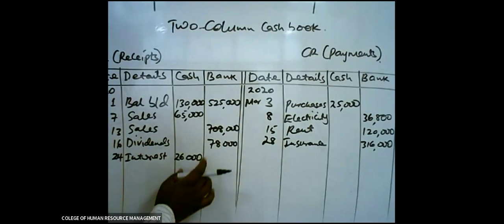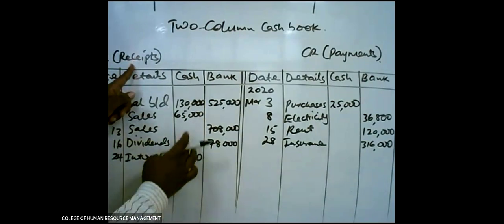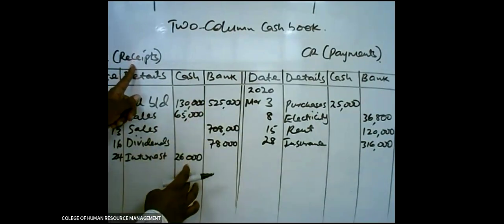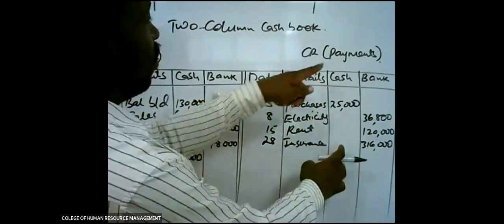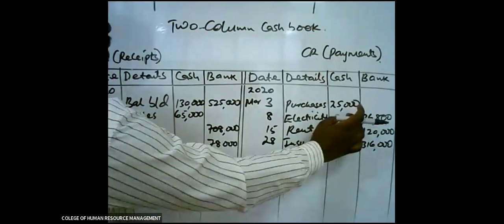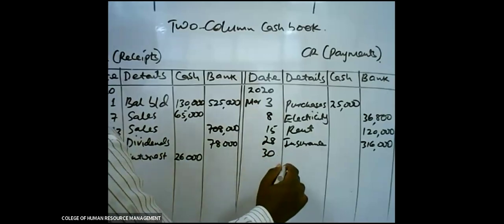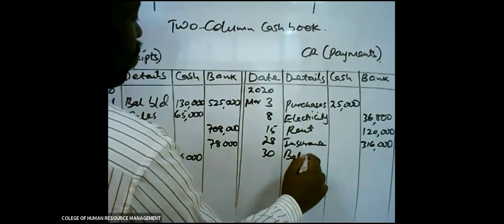So you compare the cash on this side and the cash on this side. The cash that we have here is the total cash received. The cash that we have here is the total cash payment. So this is the total cash we received. You minus the total cash that we paid, you get the cash balance by the end of March. So as at the end of March, you need to compute the closing balance.